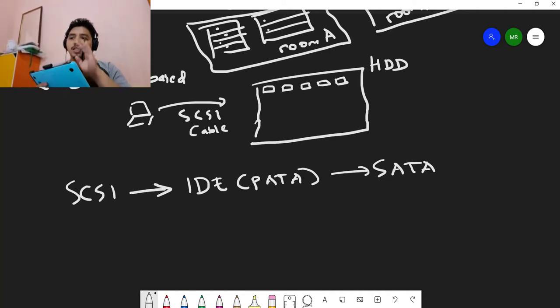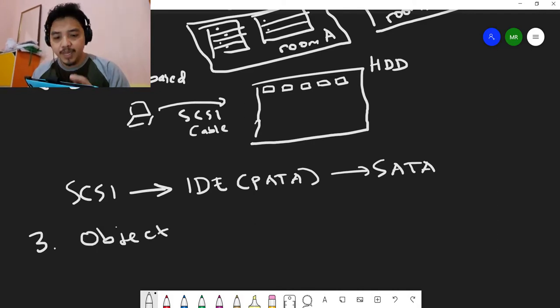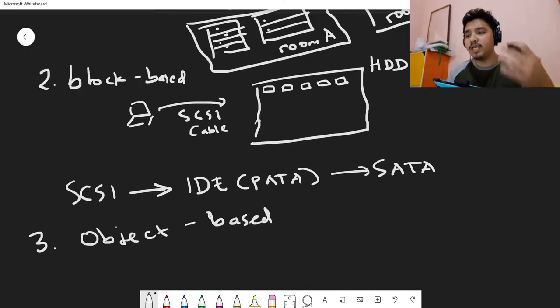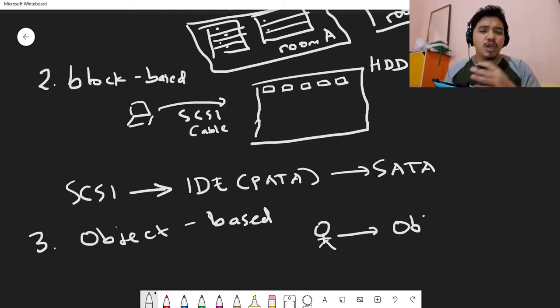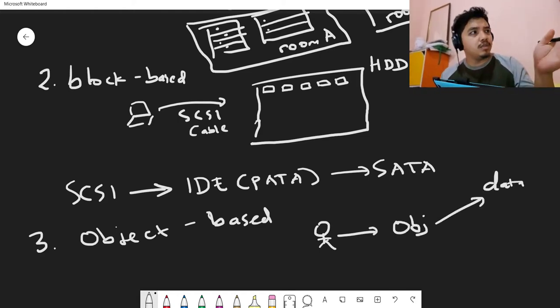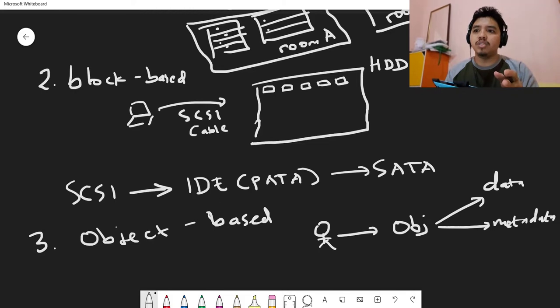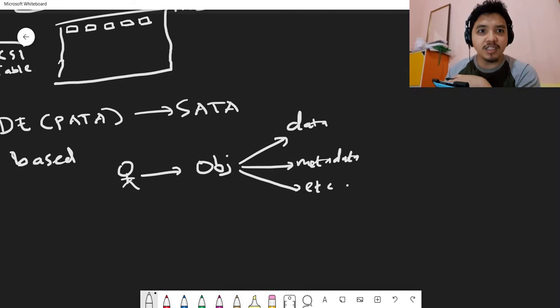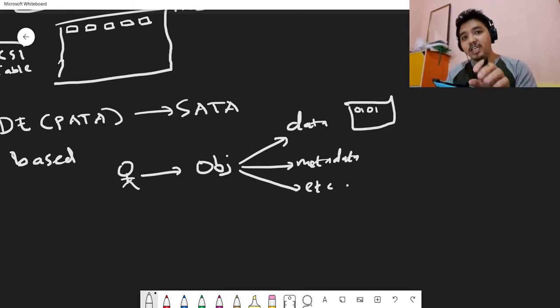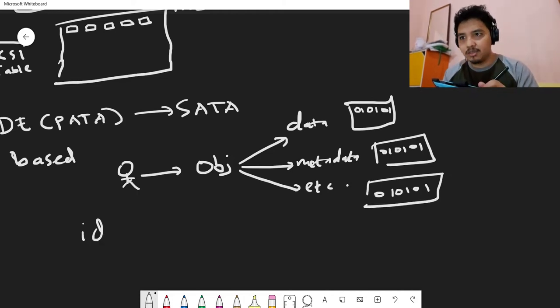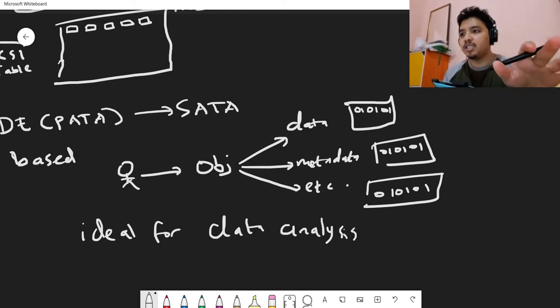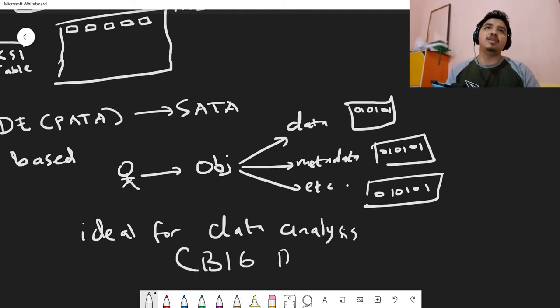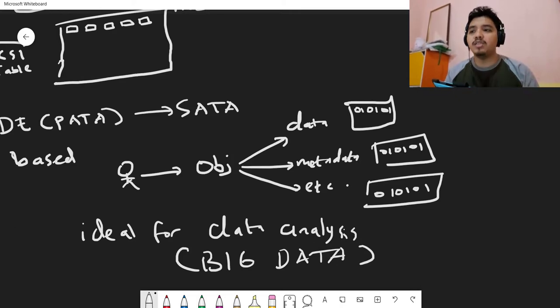The third one is object-based storage. You have metadata in one path, the data itself in another path, and information somewhere else. It uses a unique ID to locate all those components. Most likely, this type of storage was created to handle unstructured data. It has a flat architecture, ideal for data analytics, cloud-native applications, and so on.